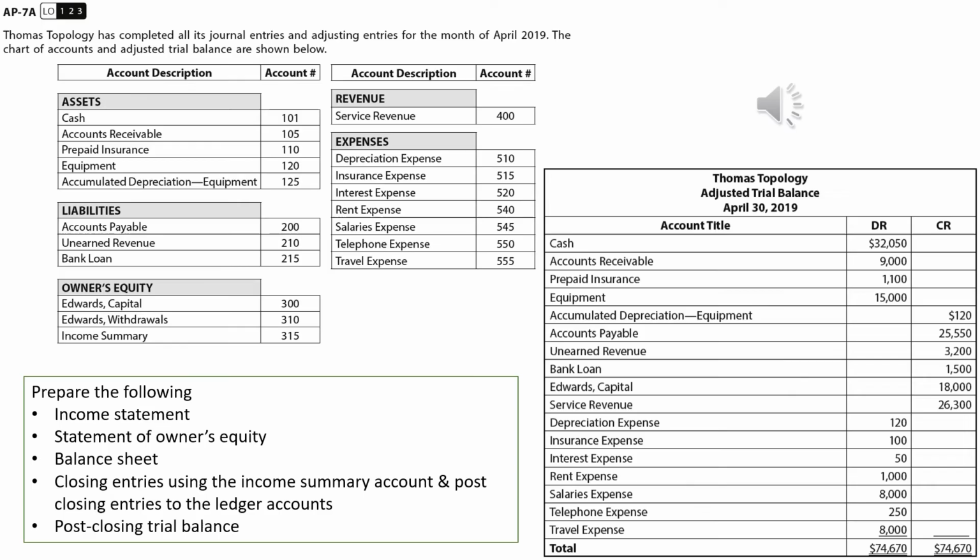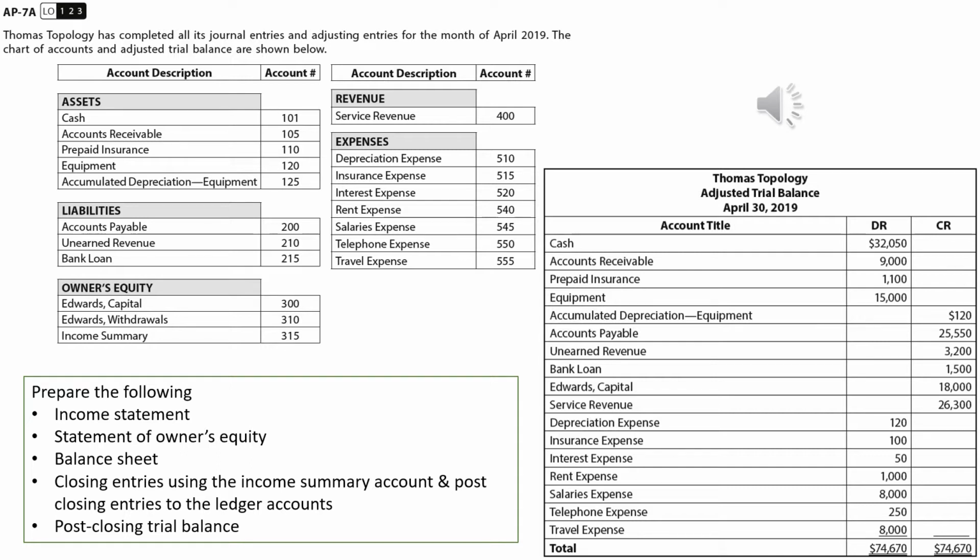All right, so here we are, Chapter 6, Question 7a. In this question, we have a company called Thomas Topology. They completed all their journal entries and adjusting entries for the month of April 2019. They've given us their chart of accounts with the account numbers associated for each category of expenses or account items.